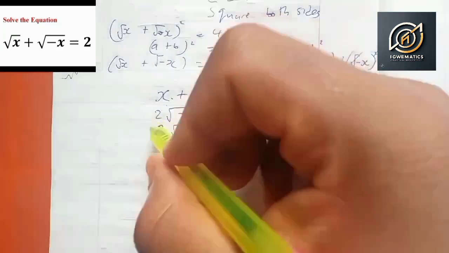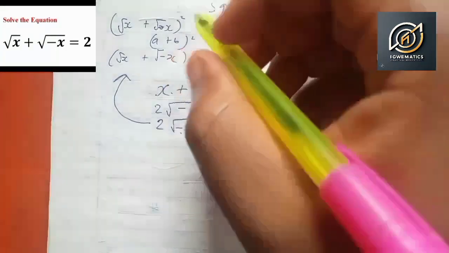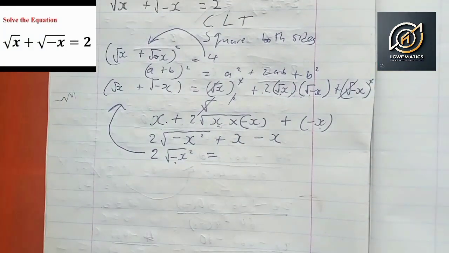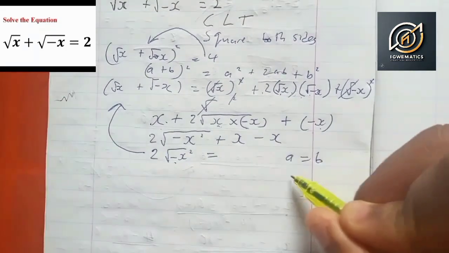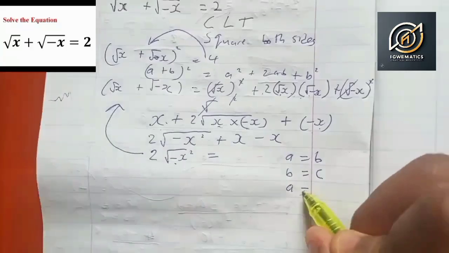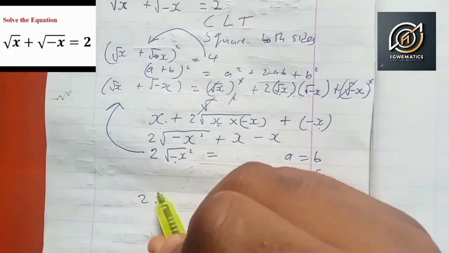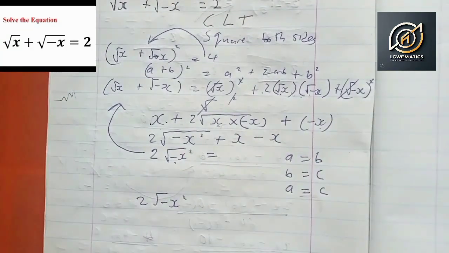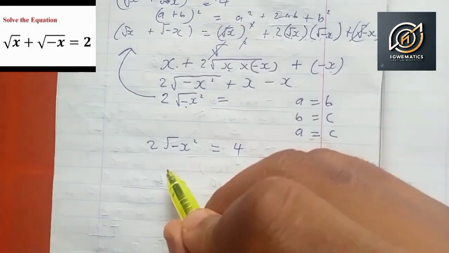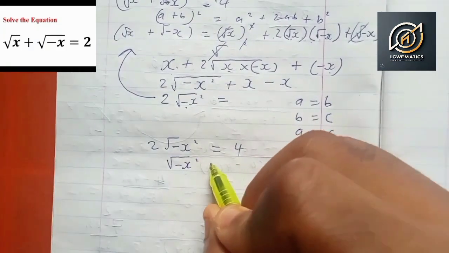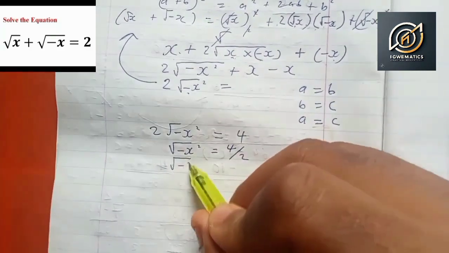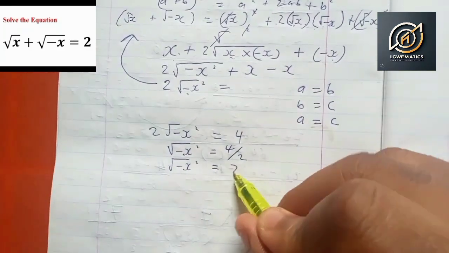And this is equal to this, and 4 is also equal to this. And know that if a is equal to b and b is equal to c, all things being equal, a must equal c. So 2 root of minus x squared must equal 4. Now we divide both sides by 2. We have the square root of minus x squared is equal to 4 divided by 2. The square root of minus x squared would be equal to 2.